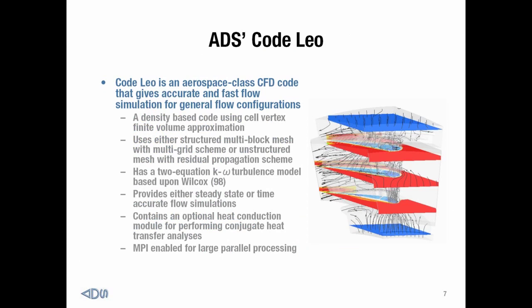And again, for all of these simulations that you'll see here, these are all fully unstructured meshes. We're using a k-omega turbulence model based upon Wilcox's formulation, and it's using a vorticity-based production term. Additionally, we support steady state and time accurate flow simulations, but here all the simulations are steady state. Now for doing the actual conjugate heat transfer, Leo contains an optional heat conduction module that performs the conjugate heat transfer analysis. So there's no need to couple this to an external heat conduction solver. Everything's handled internally. And then, as mentioned previously, for the parallel processing, we've gone with MPICH2 for our message passing interface.